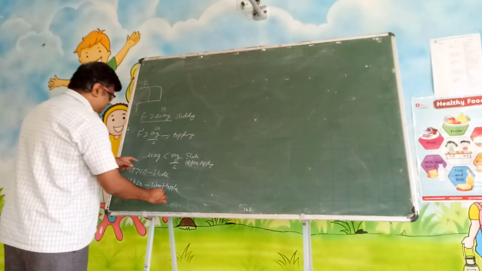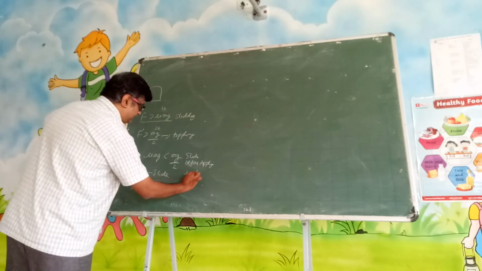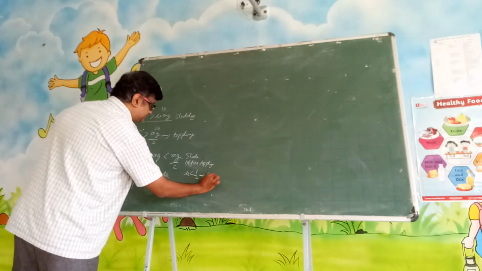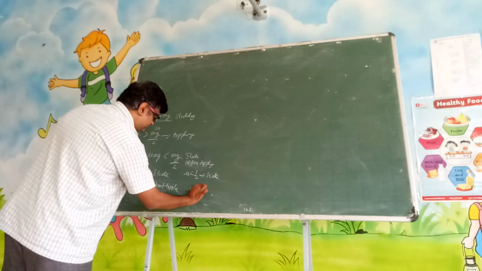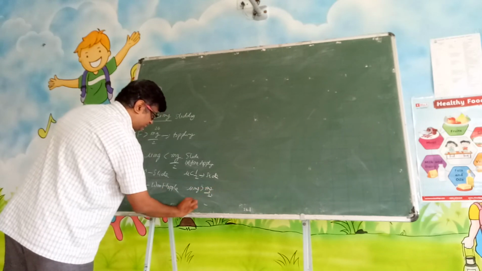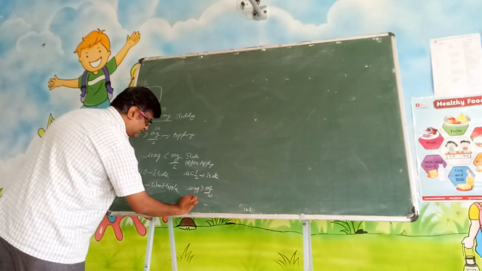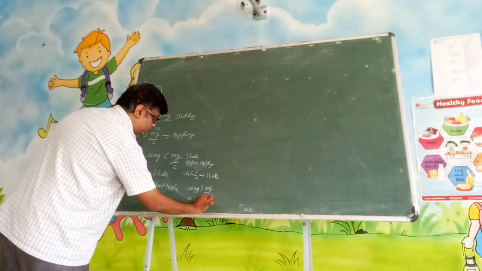So if mu mg is less than mg by 2, it will slide before toppling. Suppose mu mg means what? Mu less than 1 by 2, it will slide. Suppose mu mg is more than 1 by 2, so mg cancel, mu is greater than 1 by 2, then it will topple.